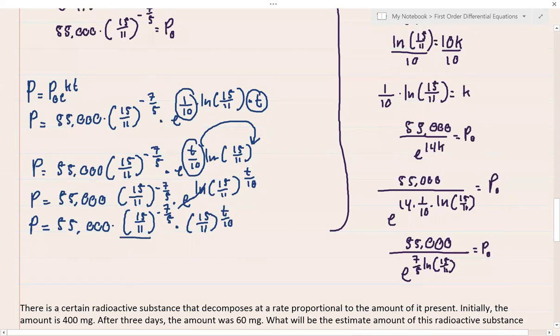And since we have the same 15 over 11 bases, but with different exponents, we can still combine them. So what happens there is P is equal to 5,000 times 15 over 11.